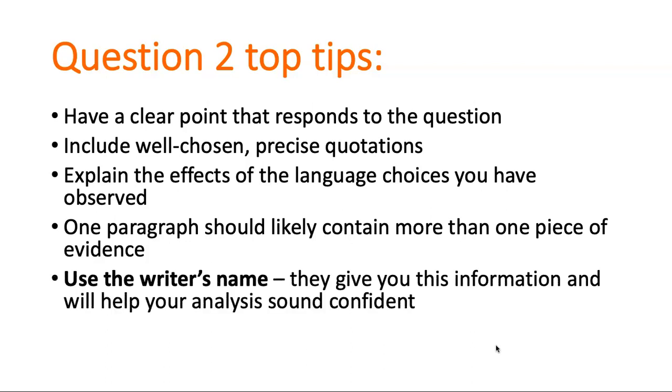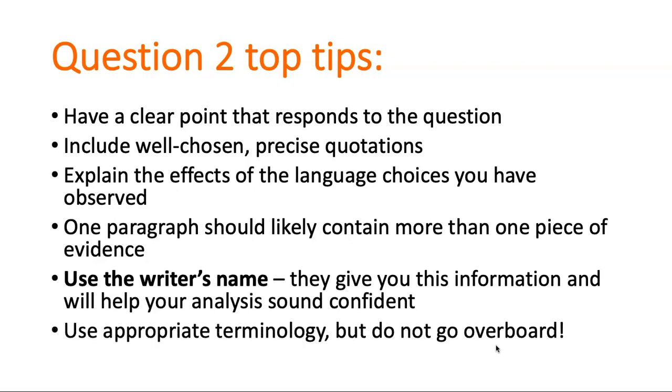Use the writer's name. Lots of people don't do this, they just say the writer does this. We're given the name, so we're going to look at the specimen paper, which is Daphne du Maurier. So, right, du Maurier uses verbs in order to blah, blah, blah. You've got to really think about sounding confident, and also it will help your analysis sound confident, so make sure you do that too. And use appropriate terminology, but do not go overboard. If you're talking about verbs, you do not have to introduce every single word with the verb this, the verb this, the verb this. Sounds slightly too repetitive, a little bit clunky, so be careful there.